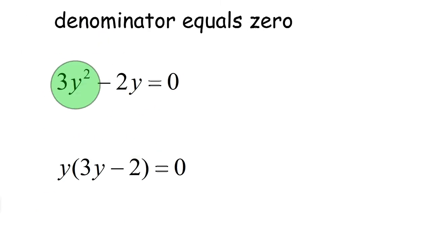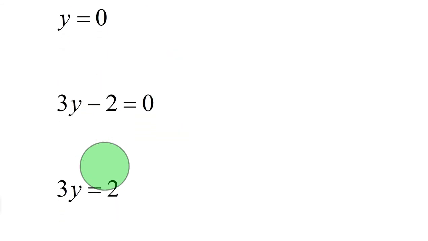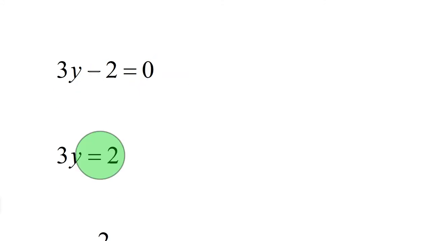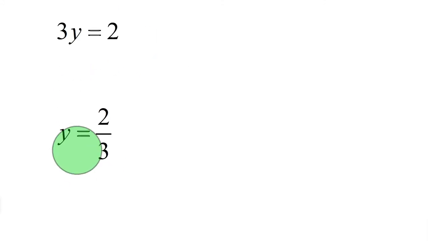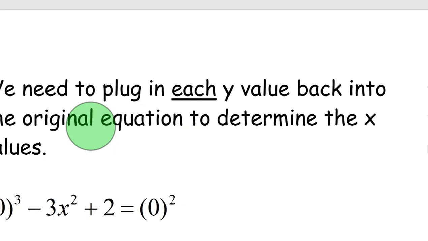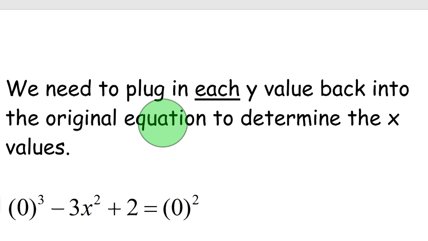So set the bottom of that fraction equal to 0, pull out a y, and then set each of these equal to 0. You can see when y equals 0, it's going to be undefined, and then it looks like y equals 2/3. Add 2 to both sides, divide by 3, and y equals 2/3. It will be undefined at those two values. However, we need to plug these y values back into the original equation to determine their corresponding x values.